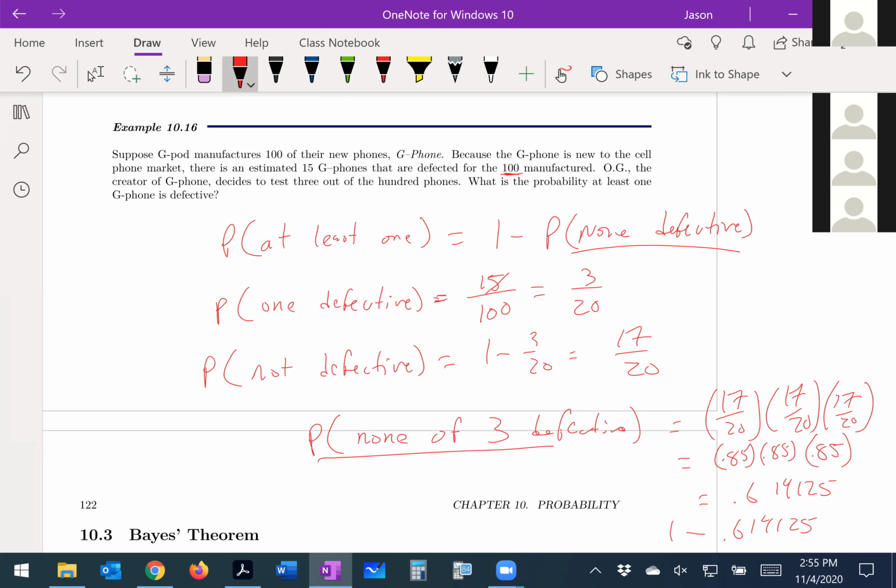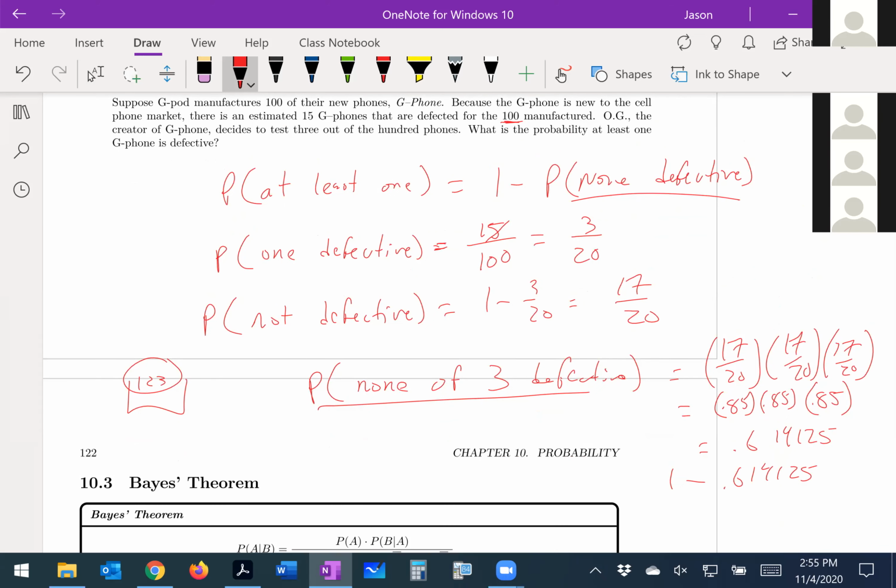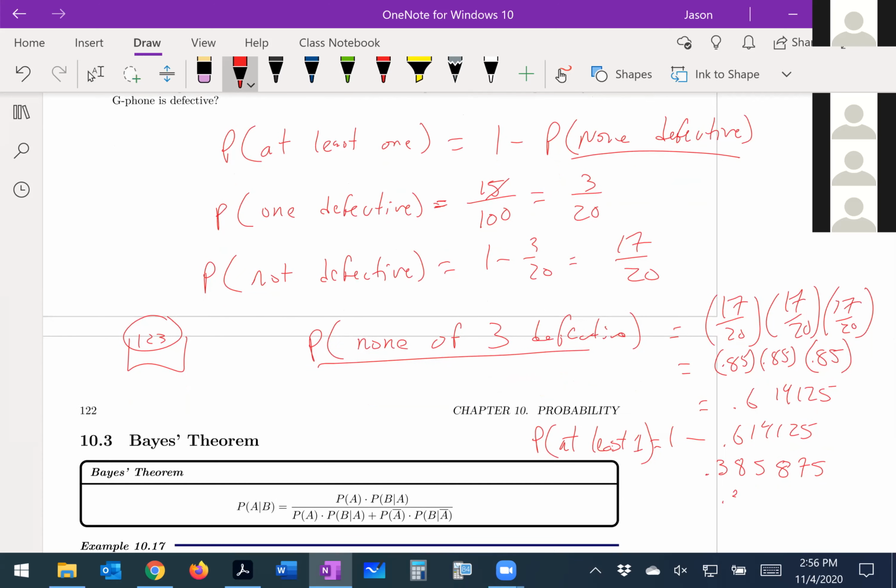Okay, because the opposite of none is at least 1, right? The opposite of none defective is at least 1 defective. Out of 3 phones, we want at least 1, so that's 1 minus none. So the probability of at least 1 is 1 minus the probability of none. So this is equal to 1 minus 0.614125, which is 0.38575. And I could round to 3 decimals if I really wanted to, 0.386.